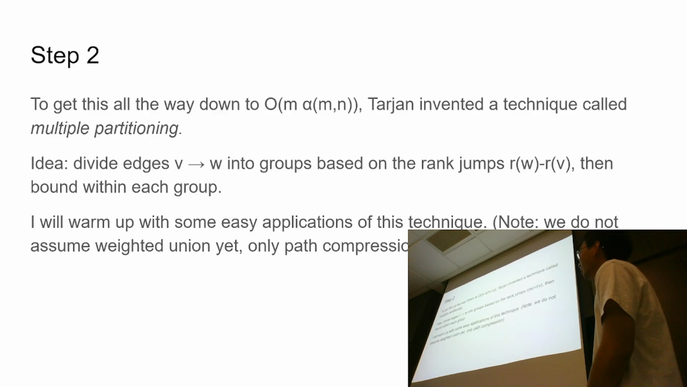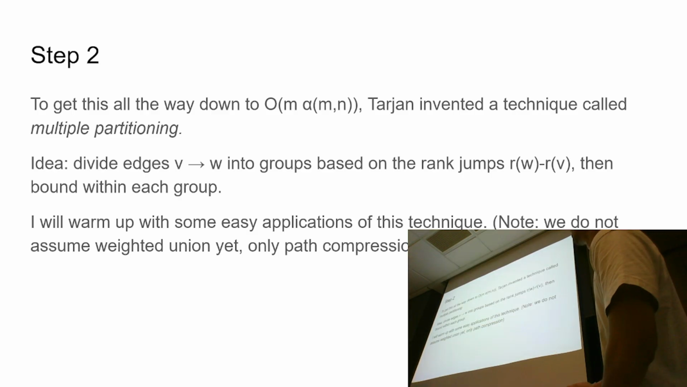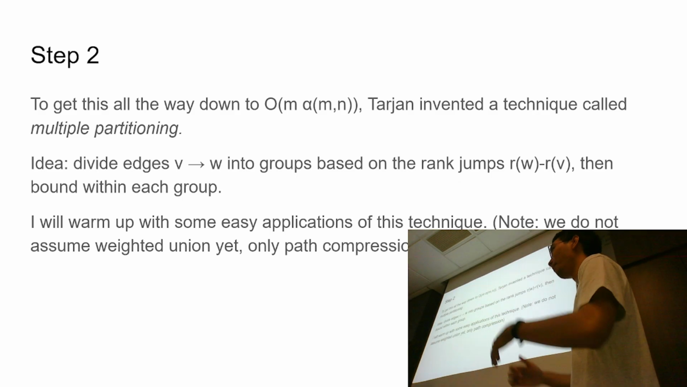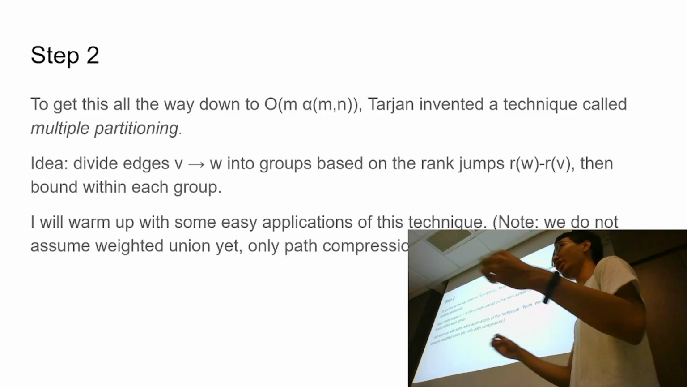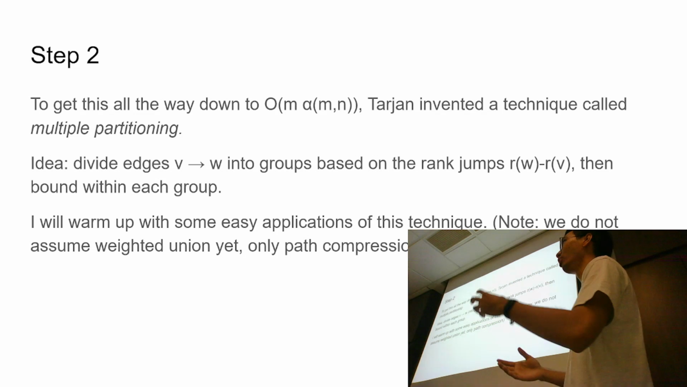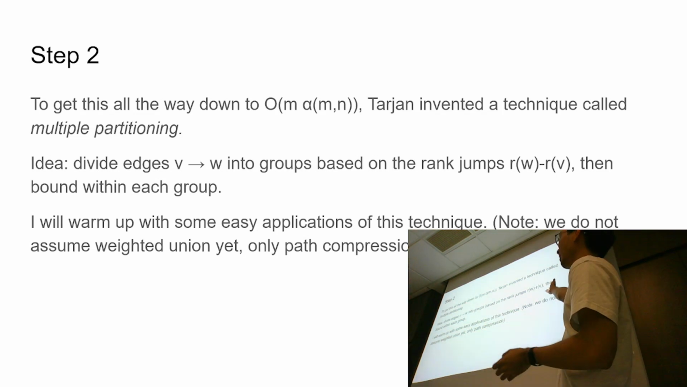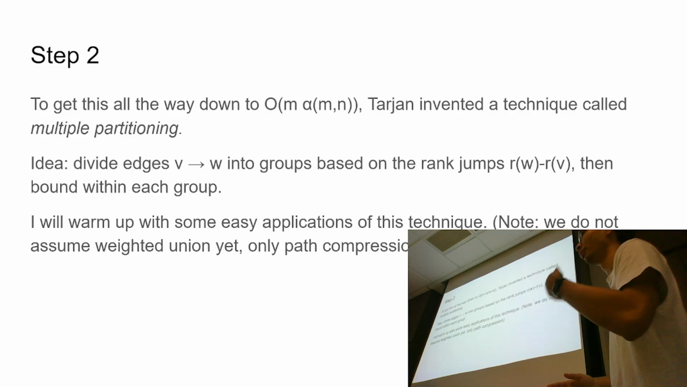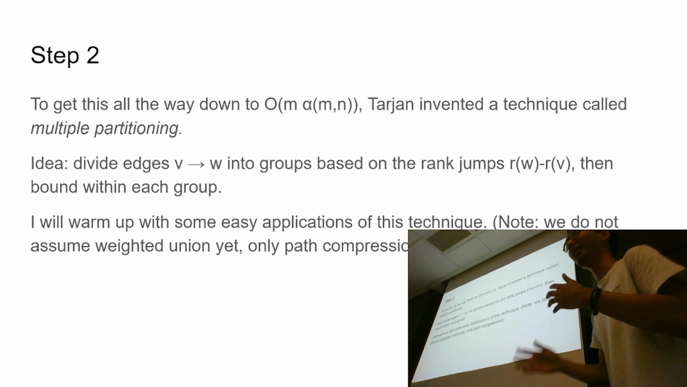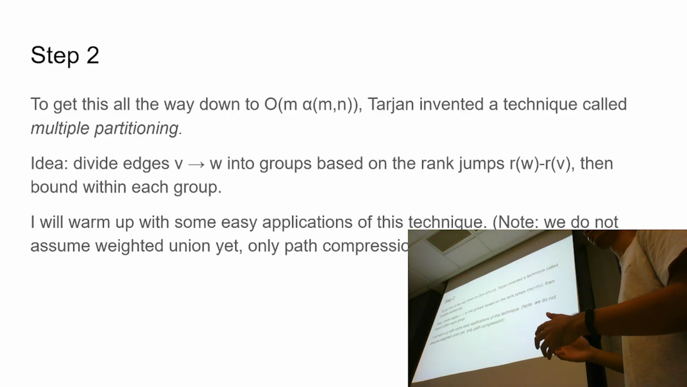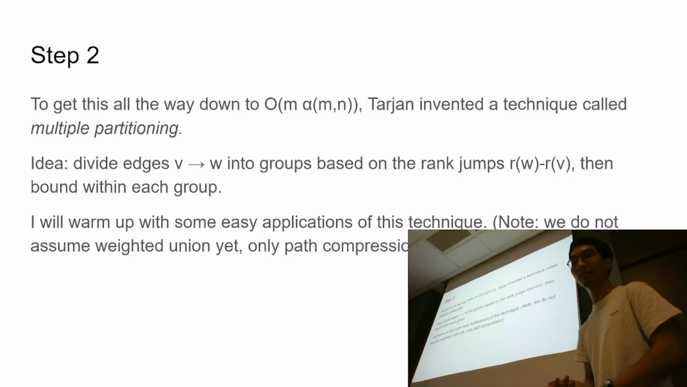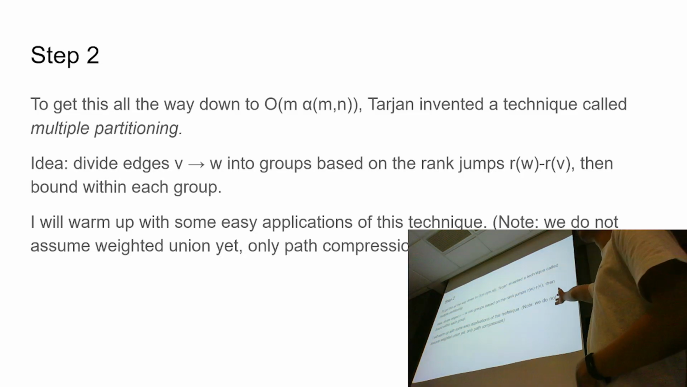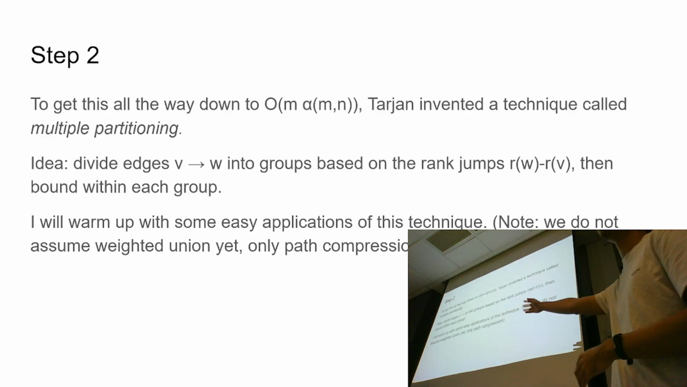Yeah, so obviously we can do a lot better than that trivial bound. So Tarjan actually invented this technique called multiple partitioning. The big idea is that you basically group the edges and then you count each group. Each group is categorized based on how big your rank jump RW minus RV is. I think it will be a bit daunting to skip ahead to the full proof, because you need to get acquainted with this technique. So I'll illustrate with some easy examples first. And in these easy examples, we will not assume weighted union, only path compression.